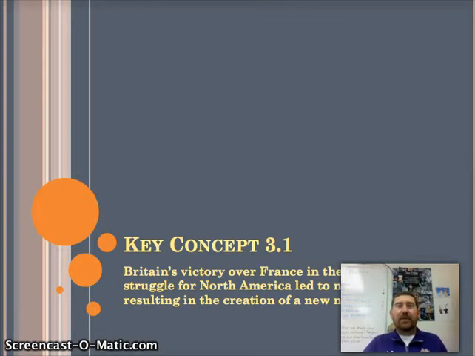As always, we're going to have three key concepts within this period, and it's going to deal basically from the road to revolution to the signing of the Constitution and a couple of events that happened afterwards. So, having said that, as always, we're going to start with key concept 3.1, which is going to deal with kind of the road to revolution, how we went from the events that happened after the 7 Years' War, the French and Indian War as we have called it, leading into the conflicts between Britain and the colonists that ultimately led to the American Revolution and the beginning of America.